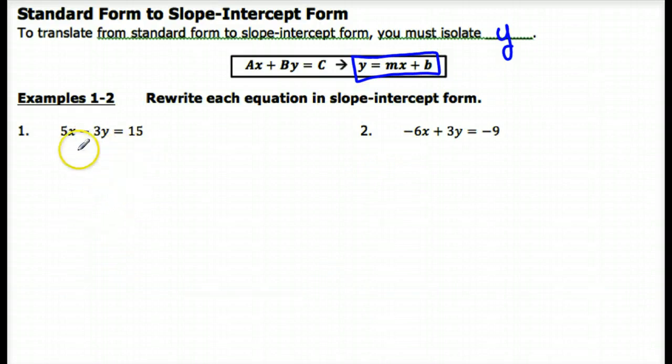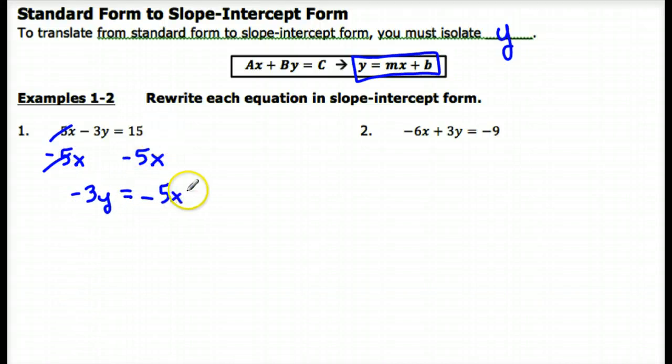The first thing is going to be isolating or moving the x term over the equal sign. So in number 1 here, I have a positive 5x minus 3y equals 15. I want to subtract 5x from both sides. That's going to leave me with negative 3y equals negative 5x plus 15. Okay, so now the x term's moved over.